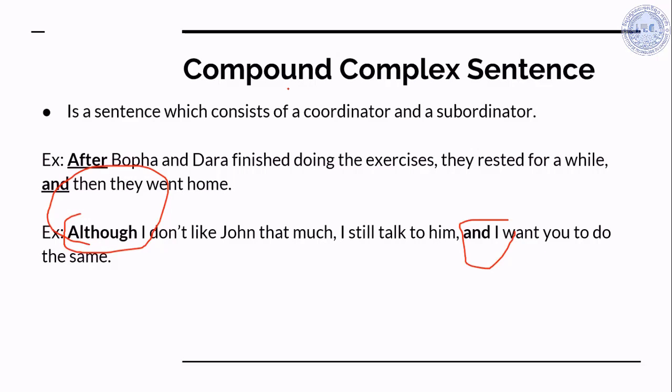And these are the 4 types of sentences in English. Simple: there is no coordinator, there is no subordinator. Compound sentence: we use coordinators, and there are 7 of them, the FANBOYS. Complex sentence: we use a subordinator, such as before, after, when, where, although, even though. And compound-complex sentence: we use both a coordinator and a subordinator in the same sentence.